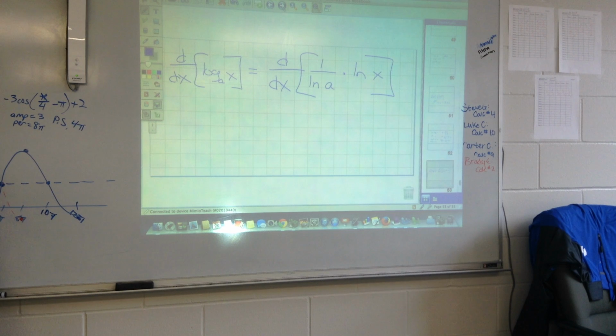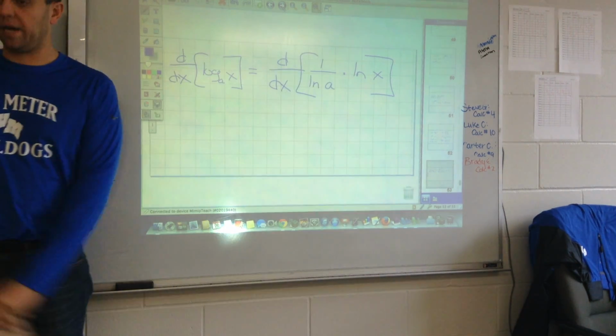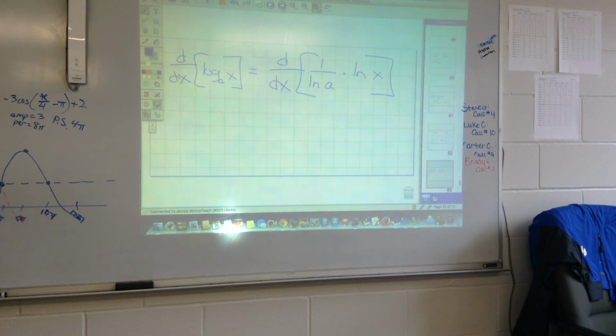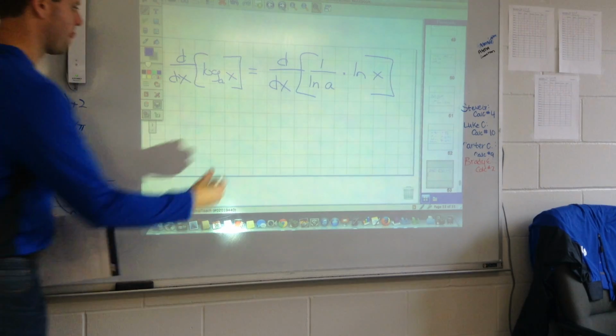Is there a way to do those without getting into the terms of natural log? No, this is the proof behind it. You have to go with natural log. Okay. So this derivative actually is very easy.